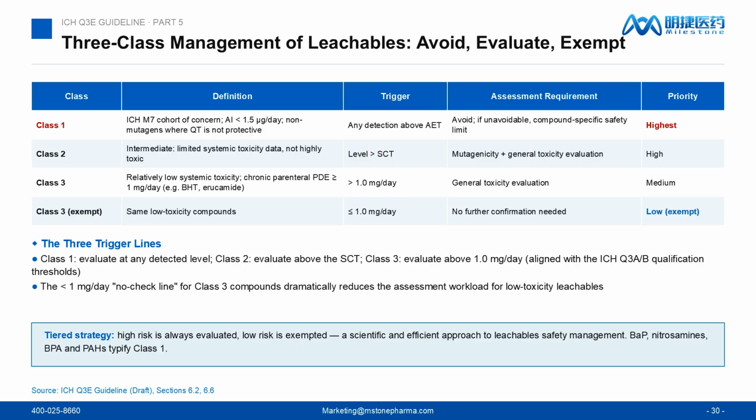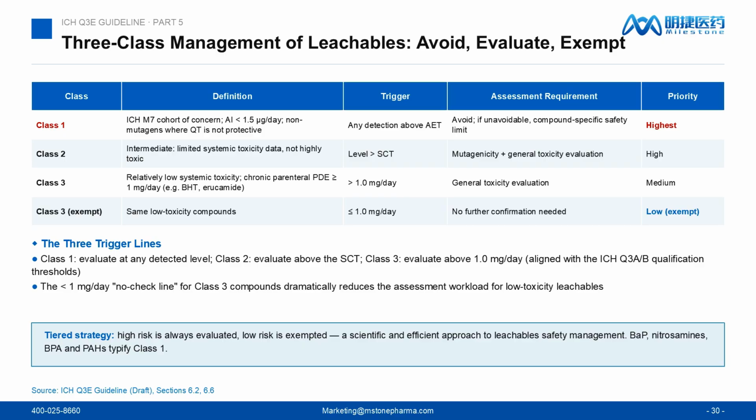Class 2, the gray zone, limited toxicity data, not obviously benign, not known villains. Rule, above the SCT, they get both mutagenicity and general toxicity evaluation. Class 3, the gentle compounds, low systemic toxicity, chronic parenteral PDEs of at least 1 mg per day. Common examples, BHT, the antioxidant, and erucamide, a slip agent. Rule, below 1 mg per day of exposure, no further confirmation needed. Above it, a general toxicity evaluation.